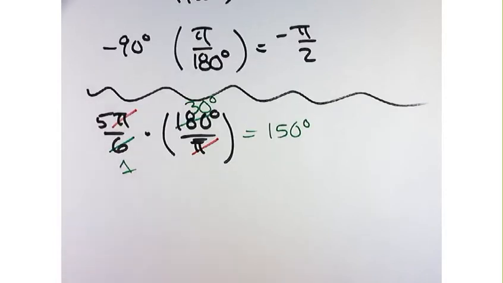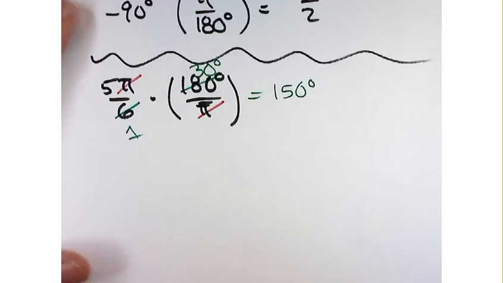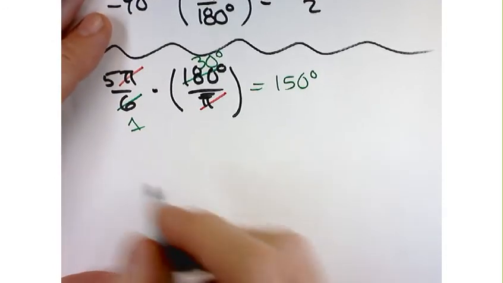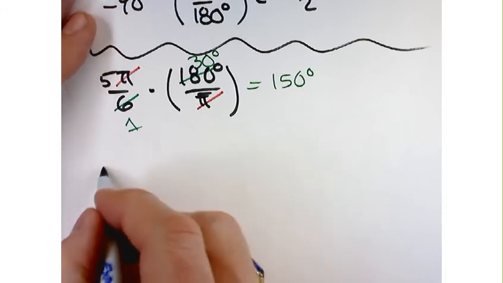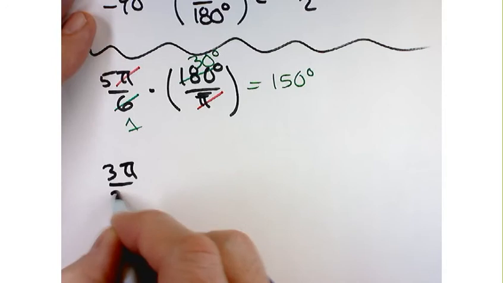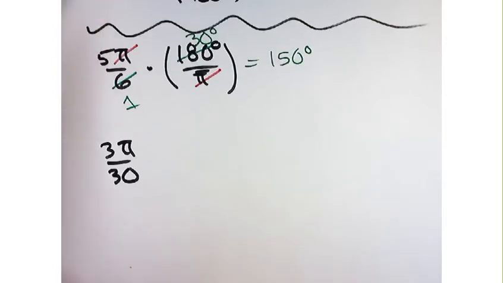Let's keep going. Let's try one. Kind of like doing problems every now and then that I just don't know the answer off the top of my head by looking at it. And that would be this one, 3 pi over 30. Oh, excuse me, 3 pi over 20. My bad. I was going to say 3 pi over 30.